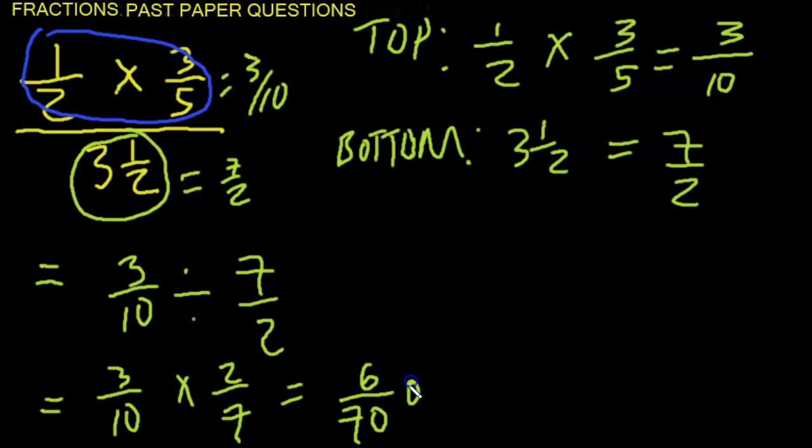And if you want to simplify 6 over 70, remember, when you simplify a fraction, you have to divide numerator and denominator by the same value. In this case, 2 can go into both numbers since both numbers are even. So 6 divided by 2, that's 3, and 70 divided by 2, that's 35. Doesn't look like that can be simplified any further. Let's try another one.